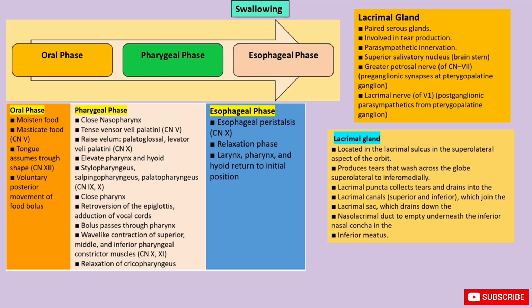Now we can see the different types of salivary glands: the parotid, submandibular, and the sublingual. But before that, we can see some points about the lacrimal gland too. The lacrimal gland is where the tears are produced, that go into the puncta, then into the canaliculi, then into the sac, and then into the nasolacrimal duct.